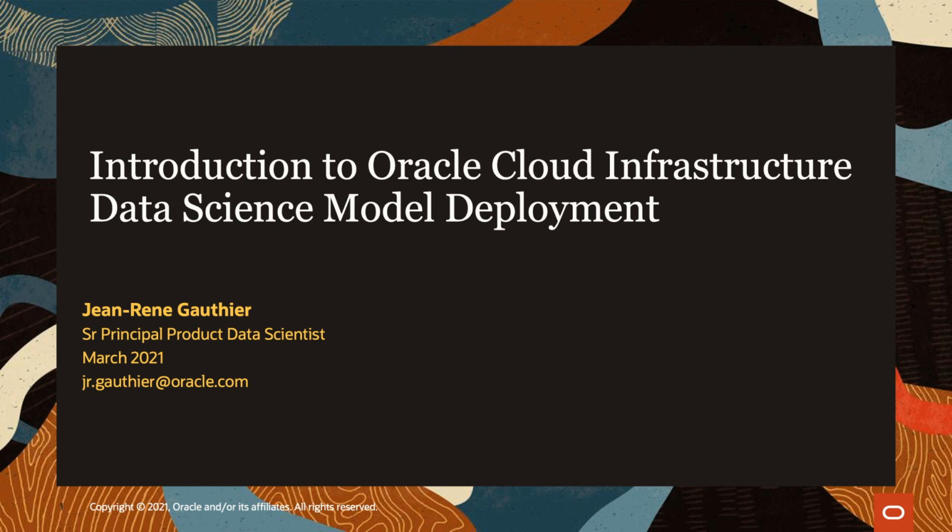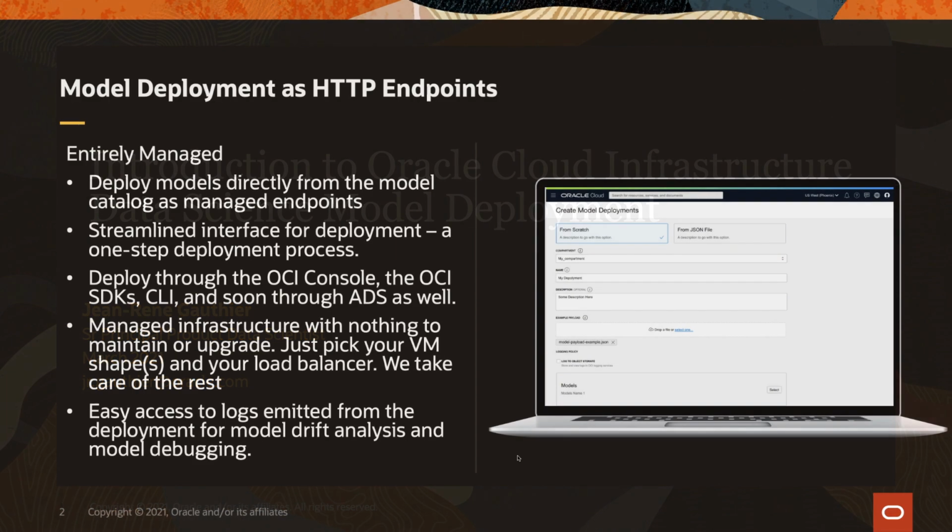And today I'm going to walk you through a simple introduction to a brand new feature in OCI Data Science. This feature is model deployment. Model deployment gives data scientists the ability to deploy a machine learning model as an HTTP endpoint.